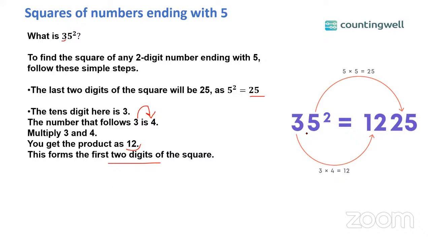I'll repeat the procedure once again. Since the number 35 has 5 in the ending, we take the last two digits as 25, which is 5 into 5. We will note the digit at the tens place and multiply that number with the number following that number, which is 3 into 4. We will get 12. So the first two digits of the square number will be 12 and the last two digits will be 25. So we have 1225 as the square of the number 35.